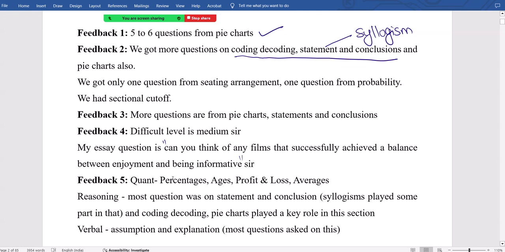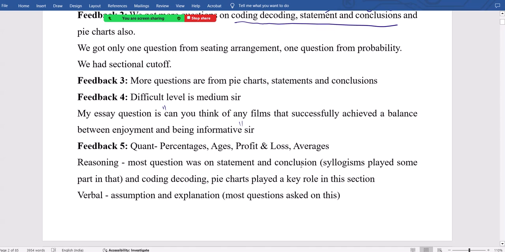Don't worry about all this; you can have a glance later also. In feedback 5, they gave percentages, ages, profit and loss, average. You need to focus in reasoning on statements and conclusions, syllogism, coding and decoding. Again, pie chart, so you need to focus more on pie charts. In verbal, assumption and explanation, most questions. In the critical reasoning section they are also asking statements and assumptions, statements and arguments. You need to focus on that area as well.